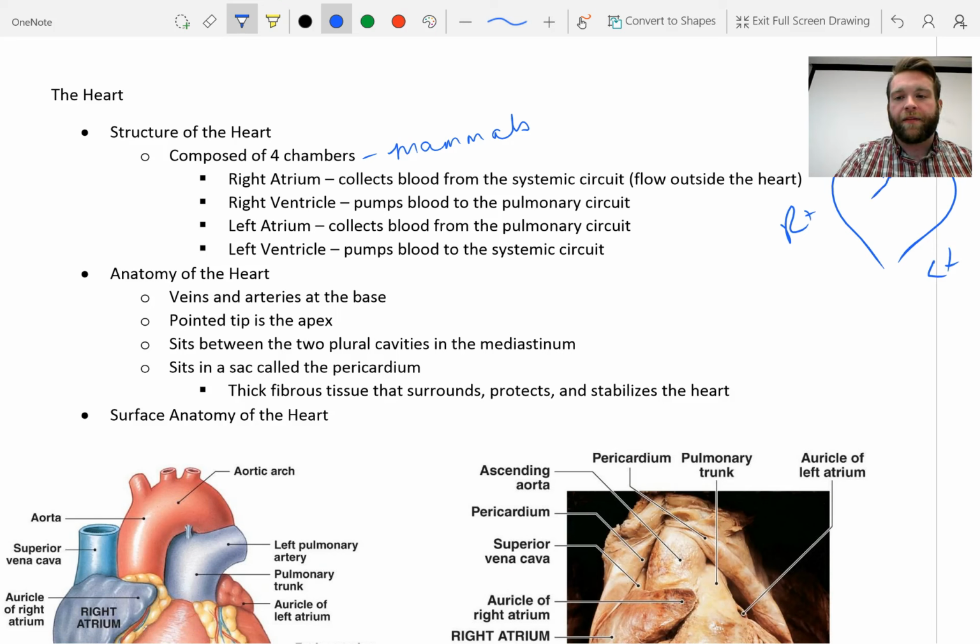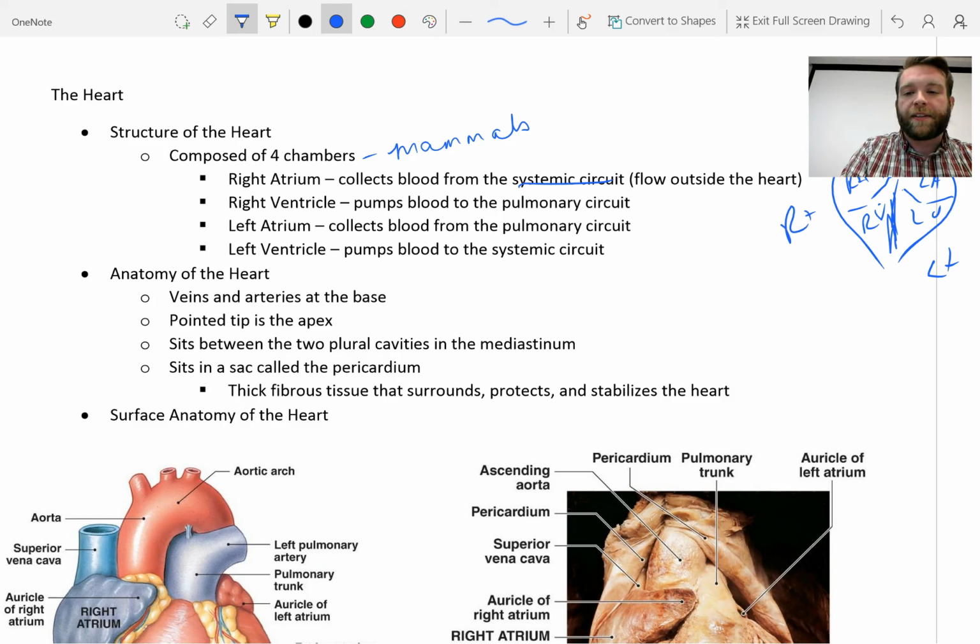In our heart, we've got four separate chambers that we separate via structures called septum and valves that divide it into four parts. So you've got your right atrium, right ventricle, left atrium, and left ventricle. Each of these parts does something in connection to how the blood flows through the whole organism. The right atrium's main job is to collect blood flow from the systemic circuit, and then we have the pulmonary circuit.